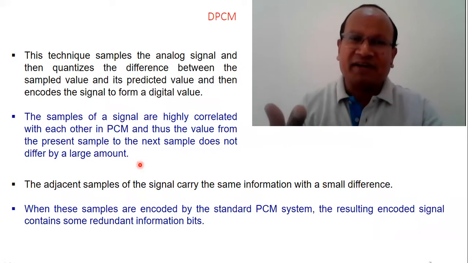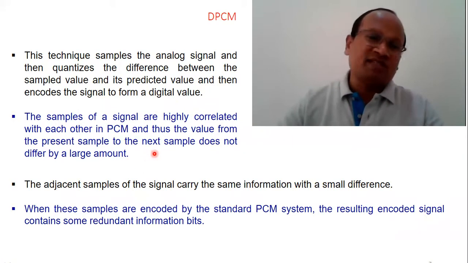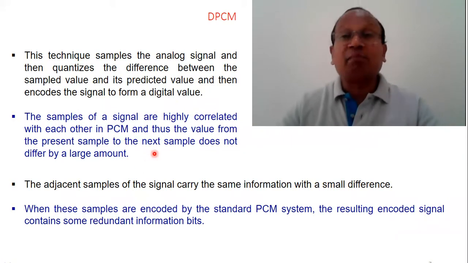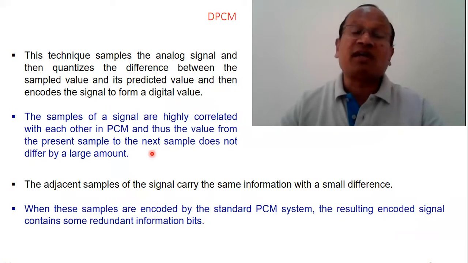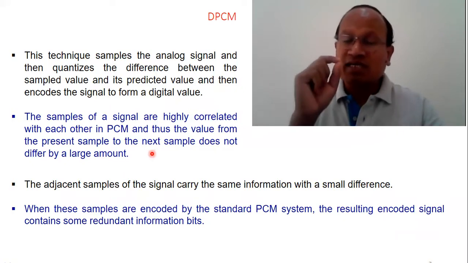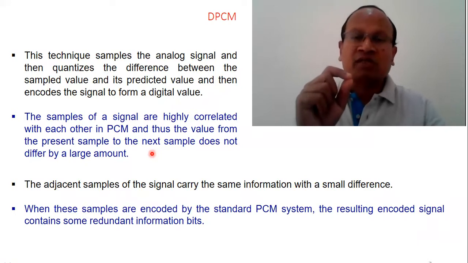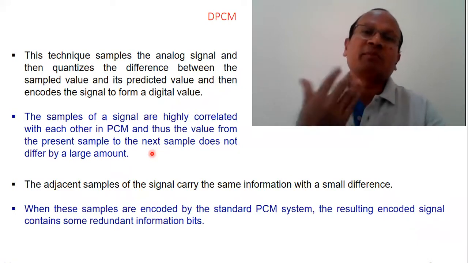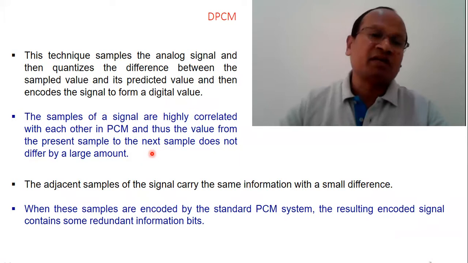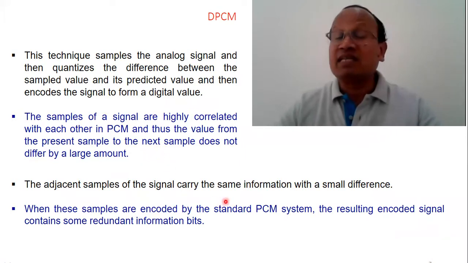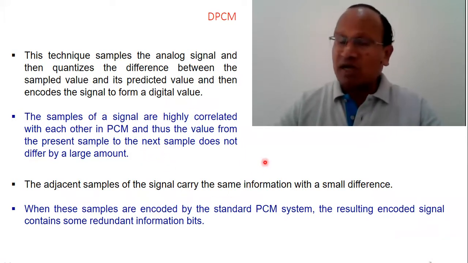This is why we can do it with each other in PCM, and therefore the value from the present sample to the next sample does not differ by a large amount. It differs by a small amount. So the difference is taken between the present sample and the next sample. The adjacent samples of the signal carry the same information with a small difference.